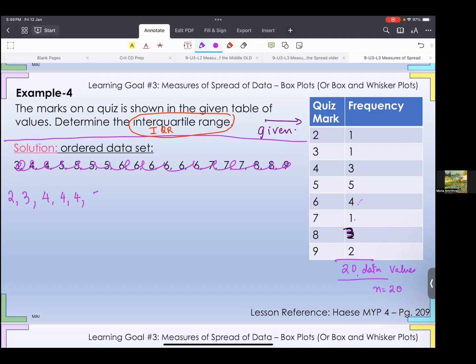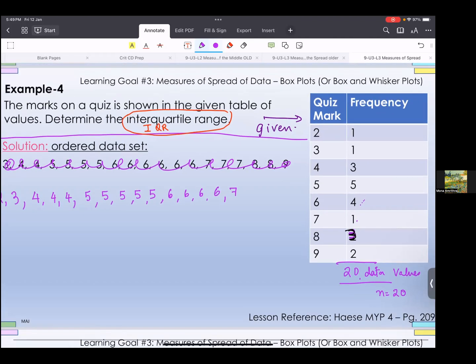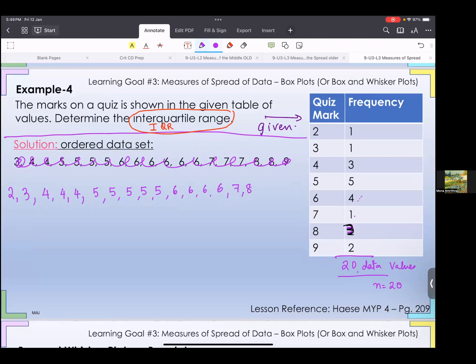There are 5 5s, 1, 2, 3, 4, 5. There are 4 6s, 1, 2, 3, 4. Only 1 7, 3 8s, and 2 9s. Okay, the middle of the data set. There are 20 values, so 20 plus 1, 21, divided by 2.